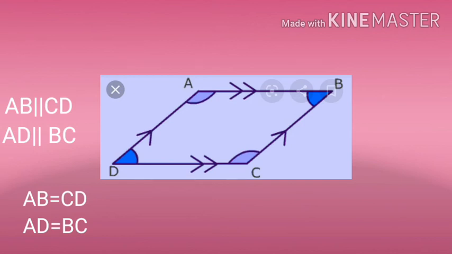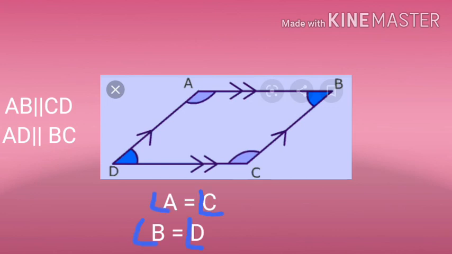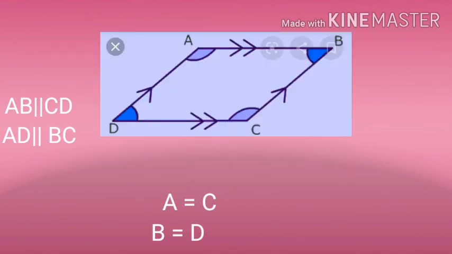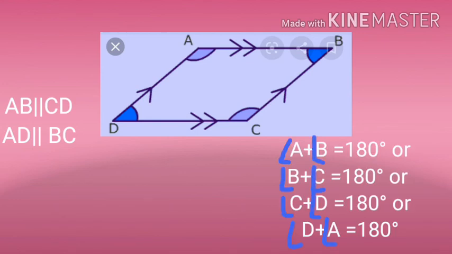Clear? Next one, opposite angles are equal. Here angle A is equal to angle C. Next, angle B is equal to angle D. Clear? Next one, the adjacent angles are supplementary. That means here angle A plus angle B is equal to 180, angle B plus angle C is equal to 180, or angle D plus angle A is equal to 180 degrees.